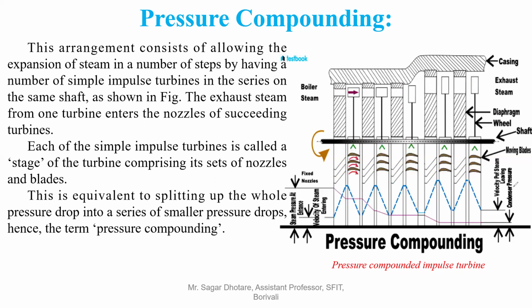As the pressure of the steam gradually decreases, the specific volume of the steam gradually increases. Hence the blade height has to be increased towards the low pressure side. This method of compounding is used in reaction and Joule turbines.